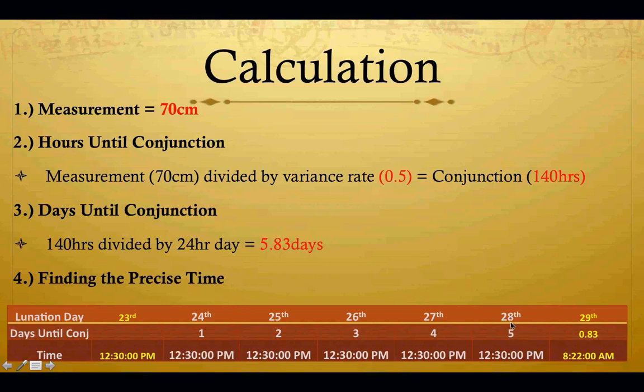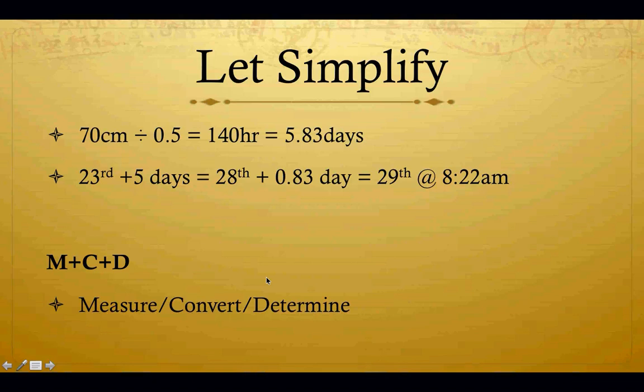Right? So what you do is you say, okay, there's 5, but there's 0.83. Well, what does that 0.83 mean? The simple way to do that is, you know that each one day equals 24 hours. So you do 24 hours times your 0.83, and you're going to get that amount of hours, and that will be your exact time during conjunction. Which essentially ends up being 8:22 a.m. So here we go.